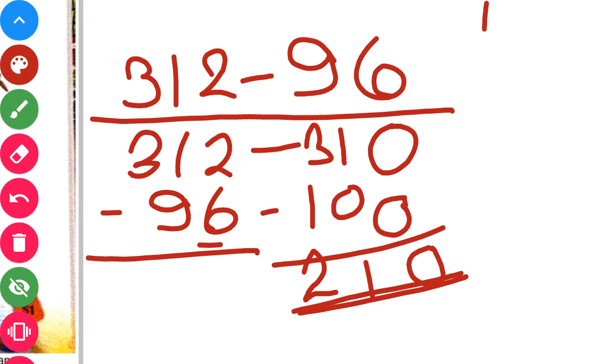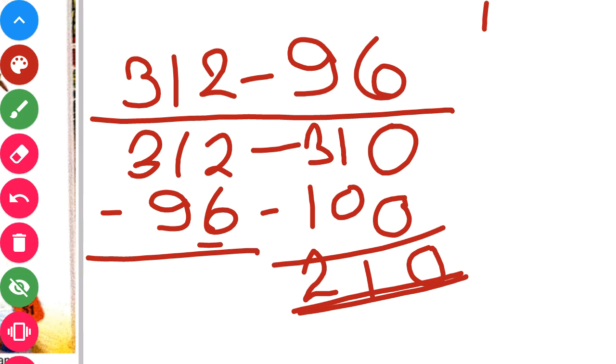Today we have done finding the difference by estimating the numbers up to tens. Tomorrow we will do finding the difference by estimating the numbers up to 100.